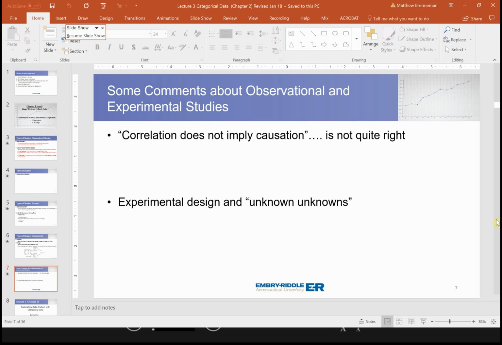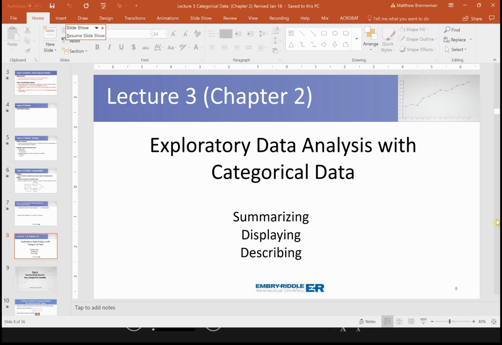Any questions that we have about studies? Anything from the homework you came across? Everybody's good? Okay. So what I want to do now is dive into chapter 2, which is now about categorical variables.